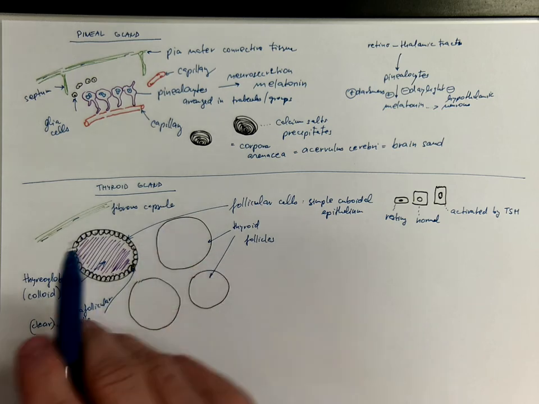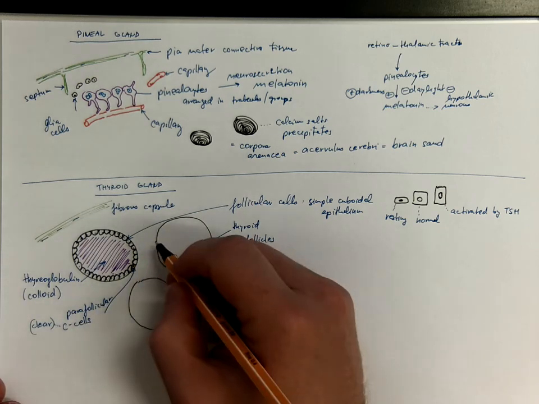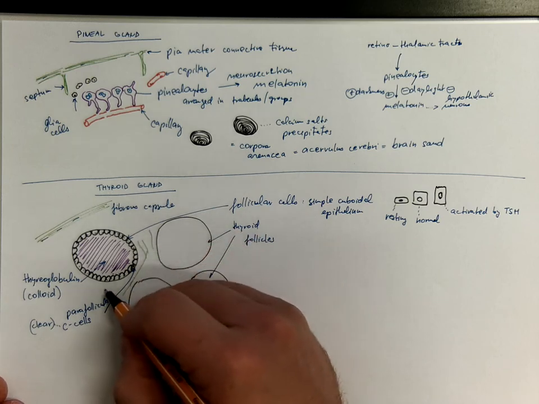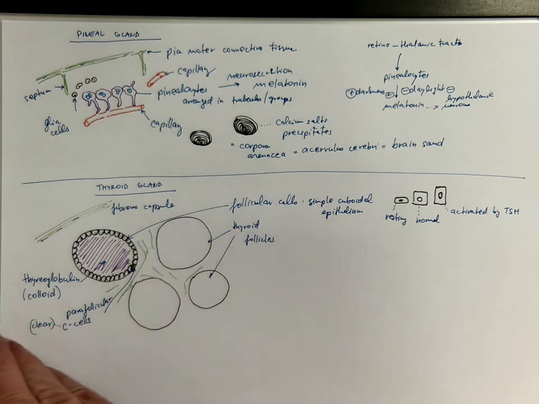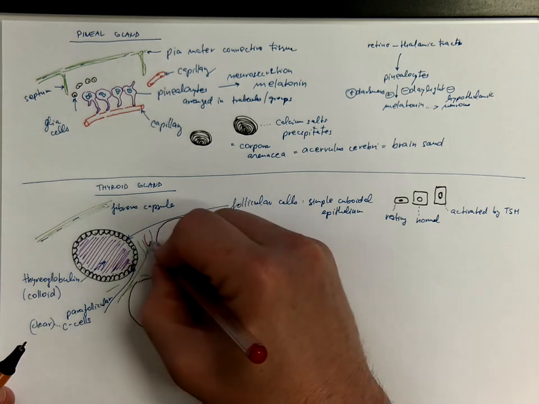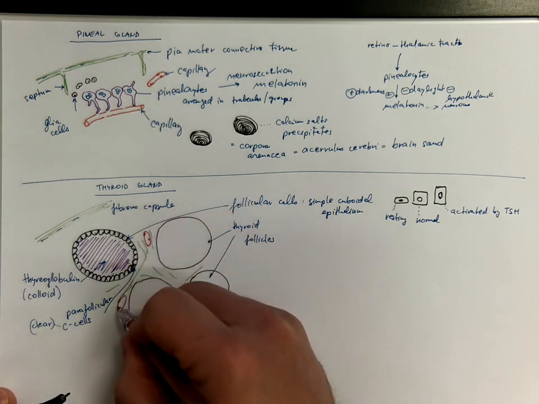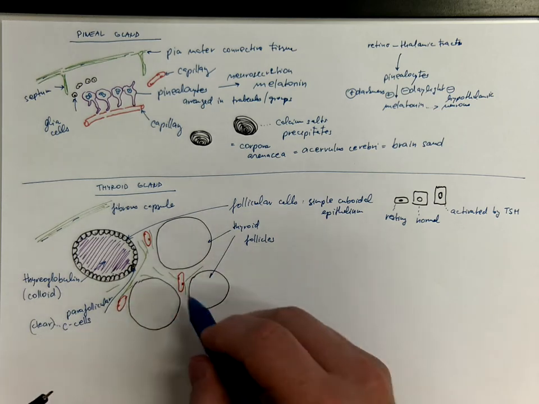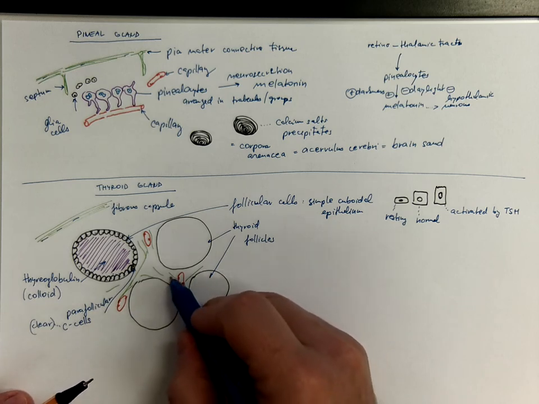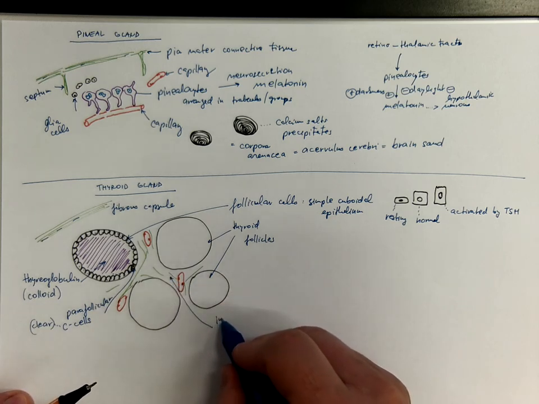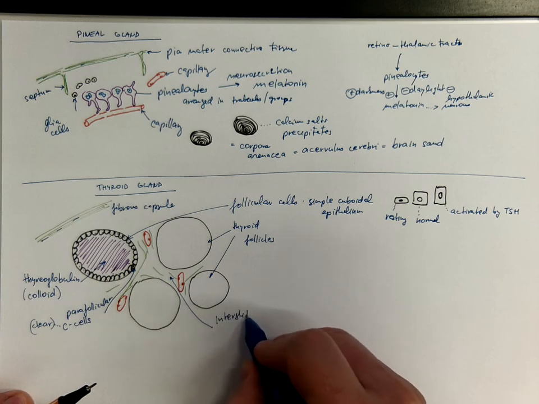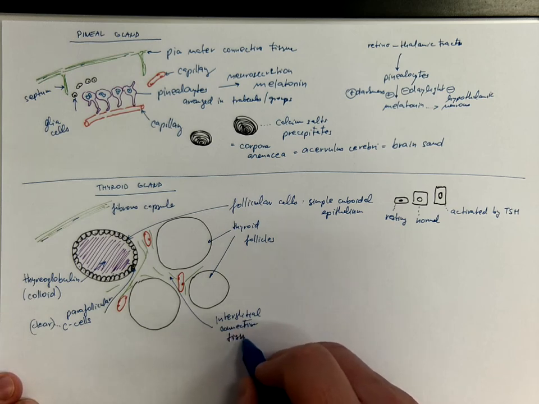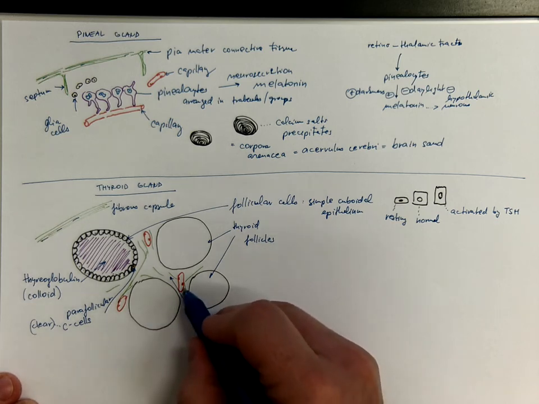And among the follicles there is loose interstitial connective tissue with many capillaries that are collecting the hormones. So this is interstitial connective tissue with capillaries.